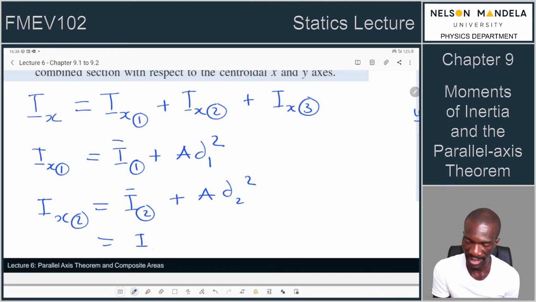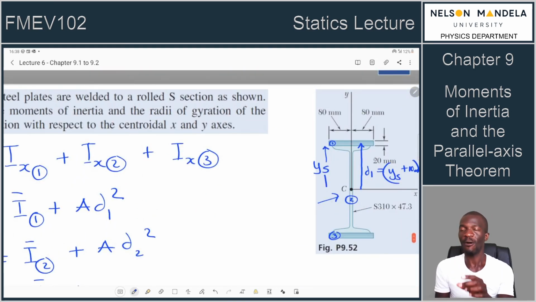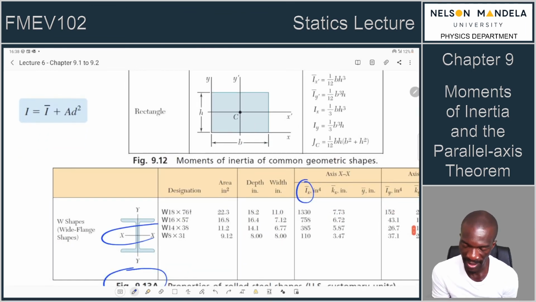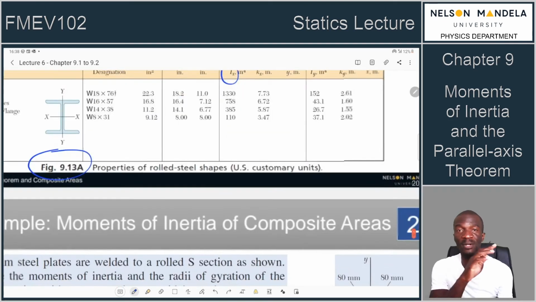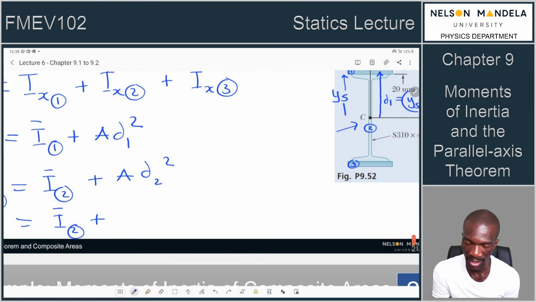Let me just leave it like this one. Plus your AD. What is D? Right? So if this is the centroid of the S section, you also need to look for the centroid of the what? Of the S section. If it is symmetric and it has an axis, what is it? XX axis, this one. If it's exactly about its center, then it means our D will be equal to 0. I will just write it here just in case it is not.